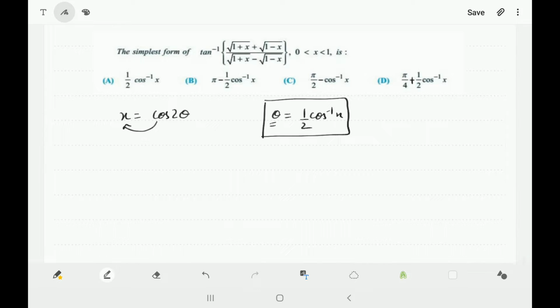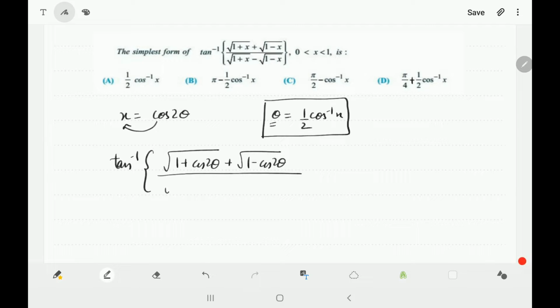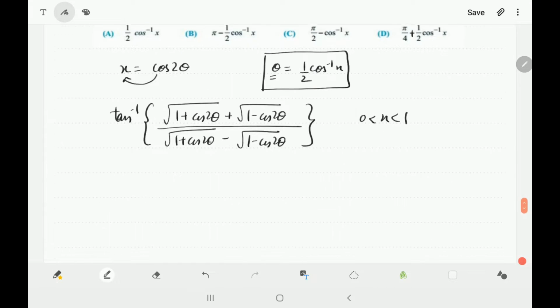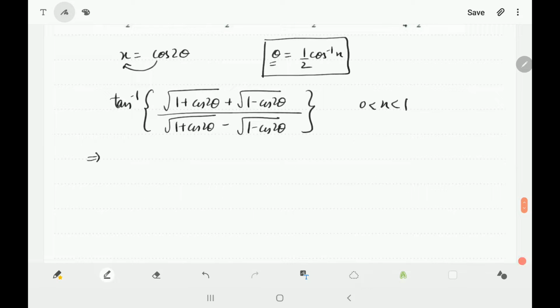Now if we substitute this thing, our term will become tan inverse of under root of 1 plus cos 2 theta plus under root of 1 minus cos 2 theta divided by under root of 1 plus cos 2 theta minus under root of 1 minus cos 2 theta. Okay, remember x is from 0 to 1. We'll simplify later and use this condition, x from 0 to 1, later on.